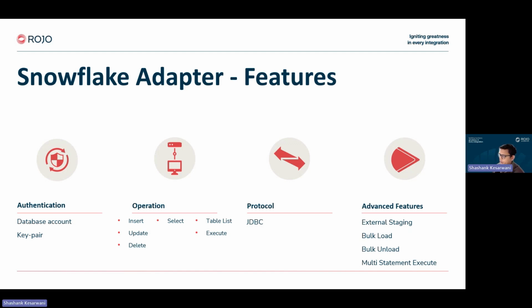Let's look at the features of the adapter. The adapter comes with two types of authentication. We do have database account where you can use a username and password in order to authenticate yourself against your Snowflake application. We do have key pair authentication as well, wherein you create a public key and a private key. Your public key is associated to a particular user within your Snowflake application, and then the private key is uploaded in your SAP Cloud Integration key store. Together with that key store alias, you also provide a username that you want to associate it with, and the adapter uses that private key in order to authenticate against Snowflake application.